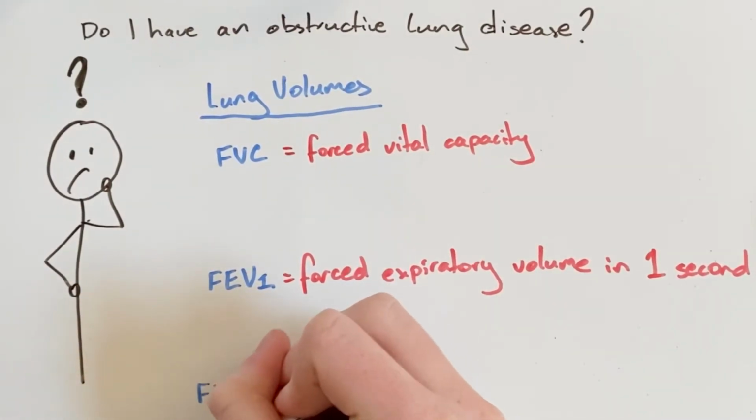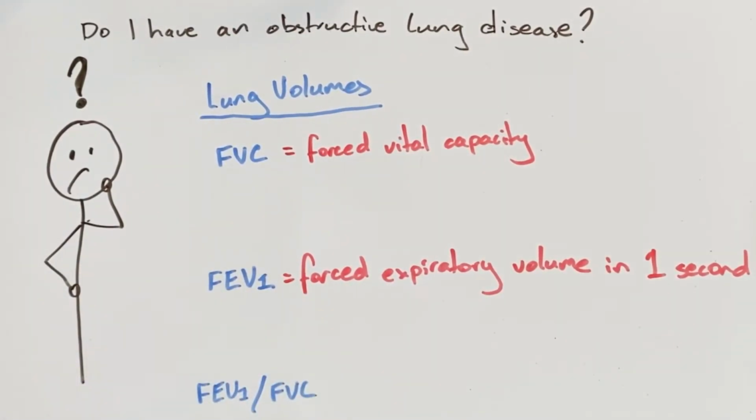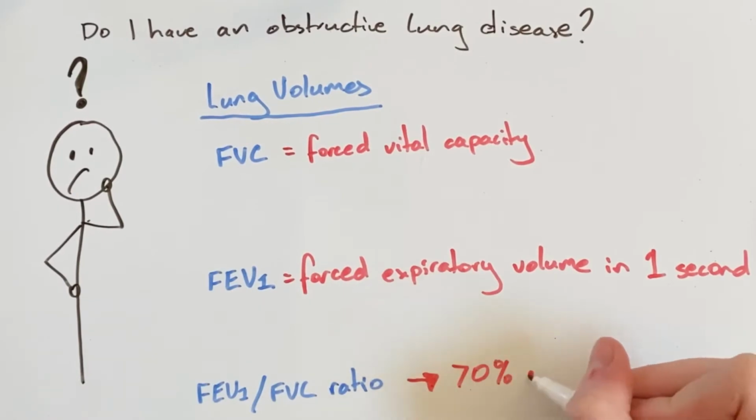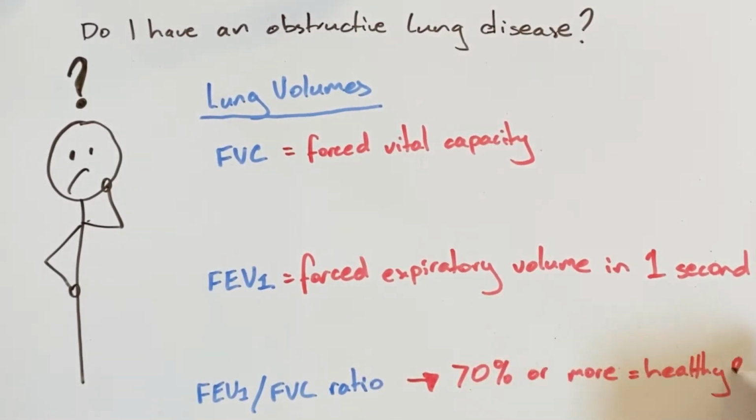We then divide FEV1 by FVC to get a ratio. A healthy individual will have an FEV1 over FVC ratio of at least 70%, which indicates that they can forcibly exhale 70% of their forced vital capacity in 1 second. Any lower than this, and the individual may have an obstructive lung disease.